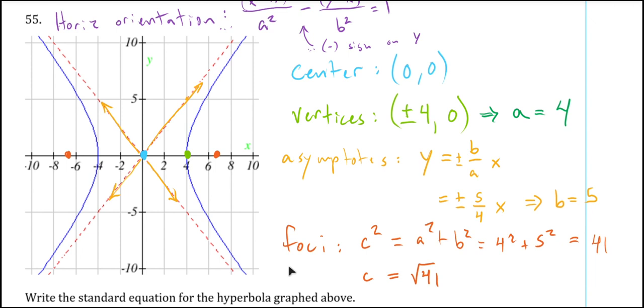And our asymptotes, this is where we can find our value of b from, right? It's going to be the numerator of that slope. And we could see what the slope should be. If I go over 4, this tells me it goes up 5. So b must be equal to 5.